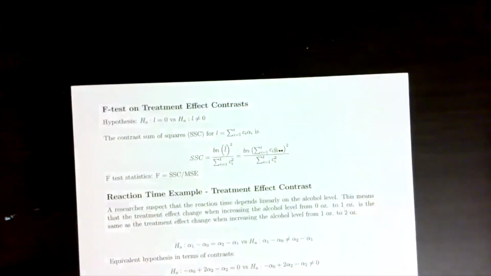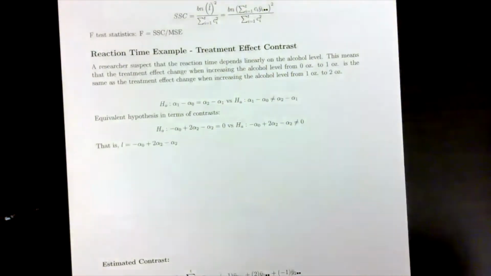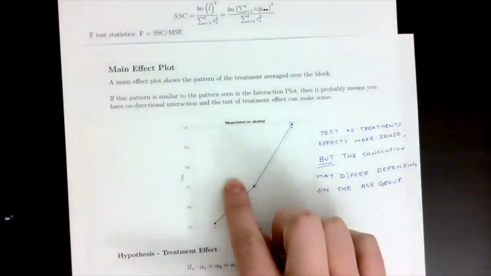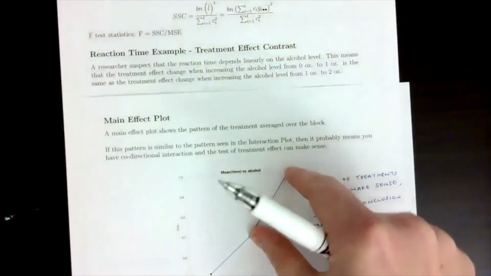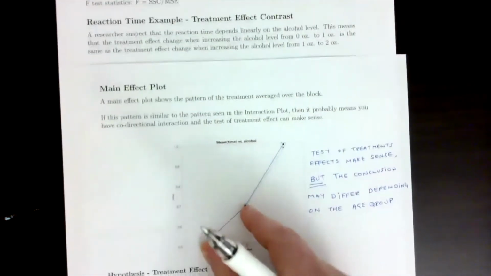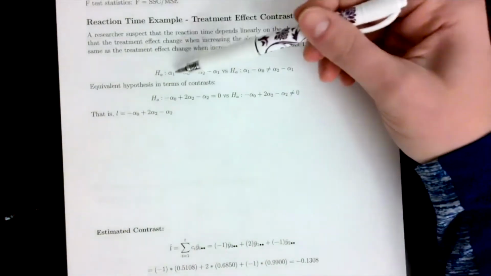So maybe a researcher suspects that the reaction time depends linearly on the alcohol level. This means that the treatment effect change when increasing the alcohol level from 0 to 1 is the same as the treatment effect change when increasing the alcohol level from 1 to 2. Okay, so I forgot to put the main effects plot, but here's our main effects plot from our previous lesson. What this is really asking is, is this slope different than this slope? Okay, and that's how we're getting our hypotheses right here.